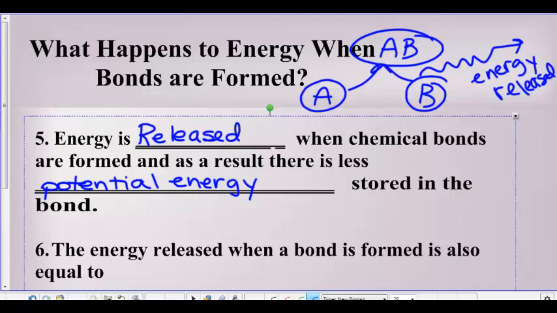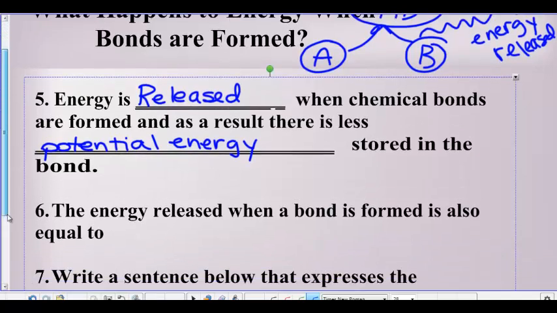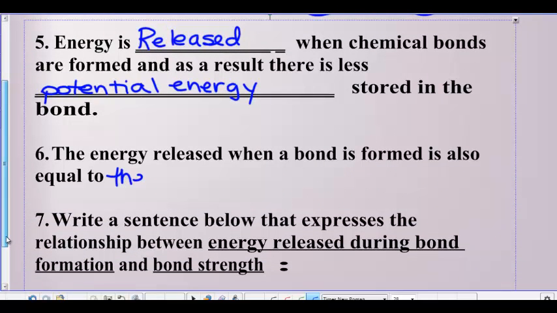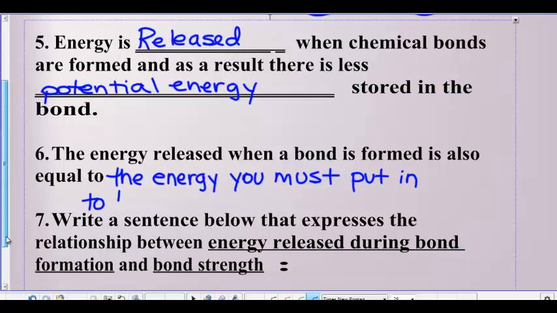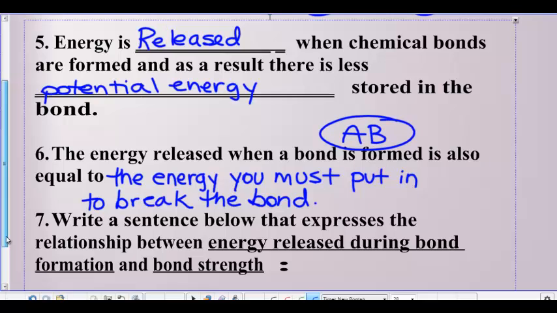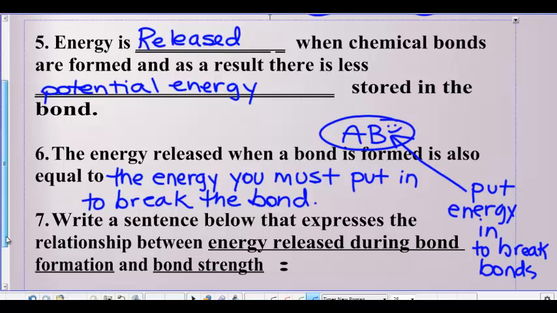Okay? The energy that's released when a bond is formed is equivalent to the energy that you would need to break it. Okay? So apart, they're unstable when you put them together. So if you have A and B now together as a molecule and you want to break them apart, you have to put energy in because they're happy now, right? So you must put energy in to separate them. It takes energy to break bonds, and when bonds are formed, energy is released.